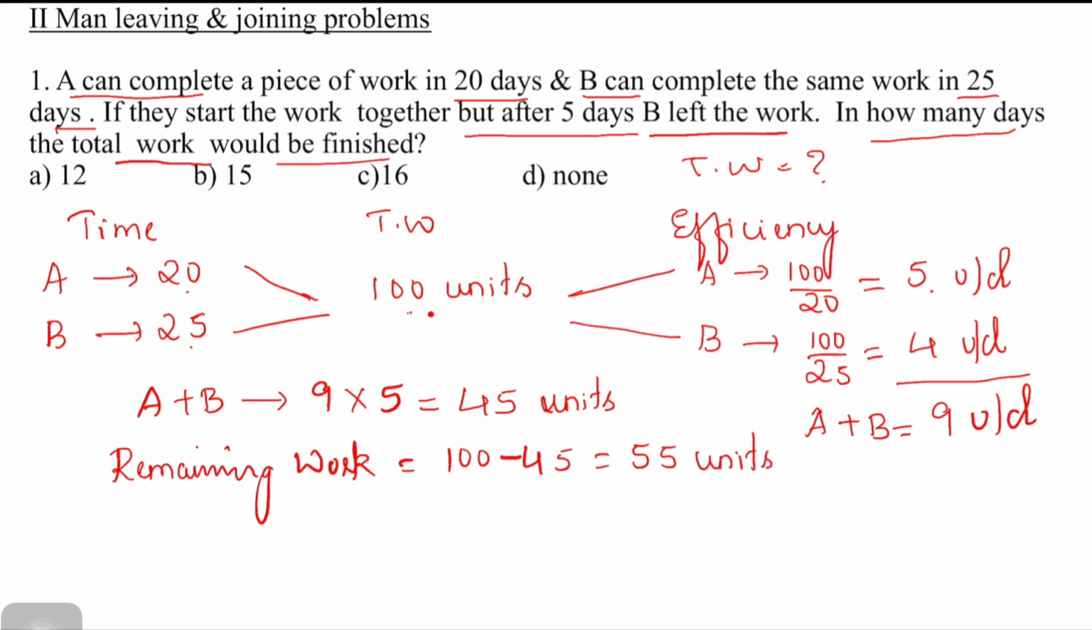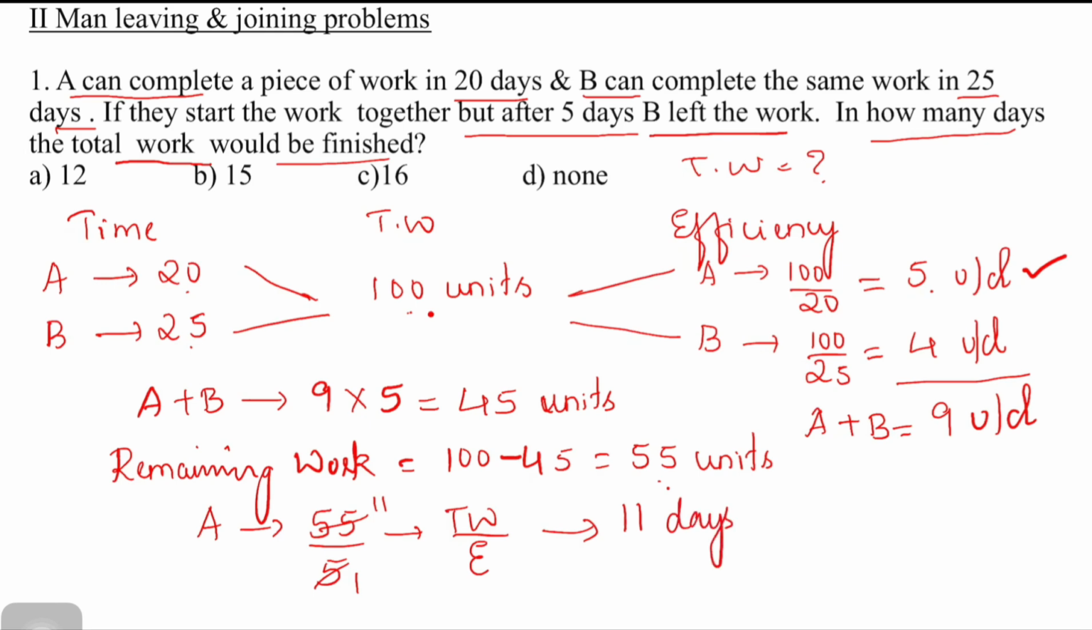So this 55 units is completed by A, because after 5 days B left, and so the remaining work has to be completed by A, isn't it? So how many days will A take to complete this remaining 55 units? We know that A completes 5 units in one day. So A takes total work by efficiency, that is 55 units divided by 5, since the total work now is 55 units and the efficiency of A is 5. 5 elevens are 55. So A will take 11 days to complete the remaining work.